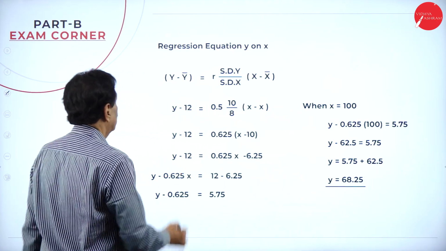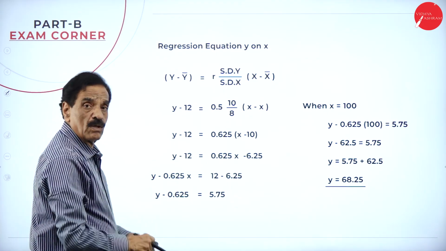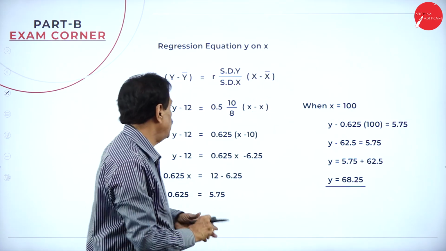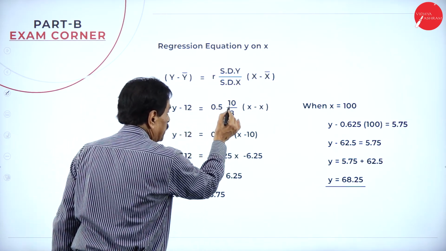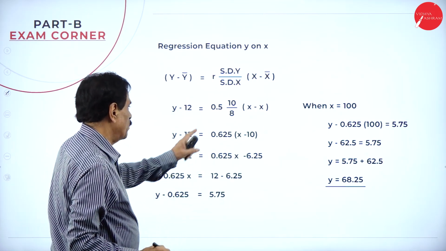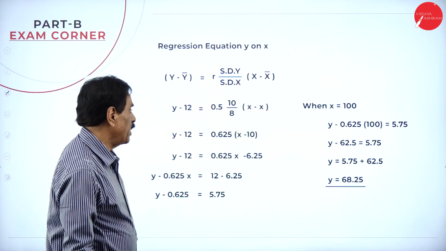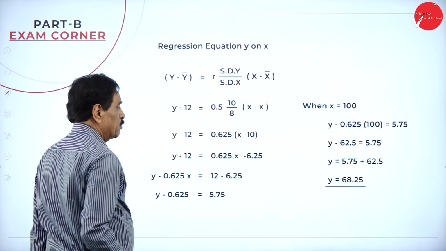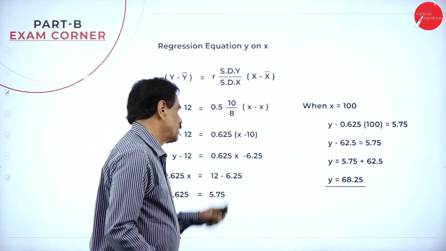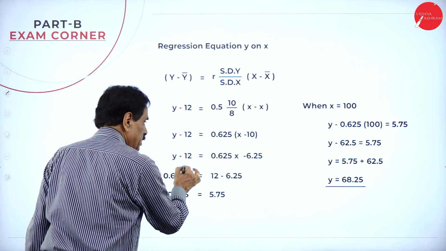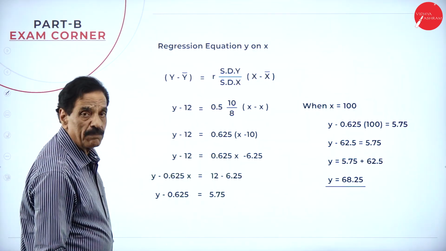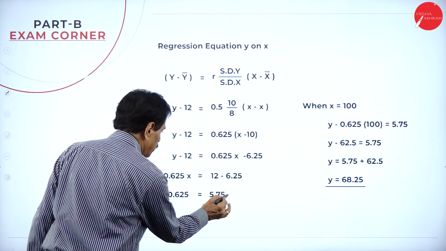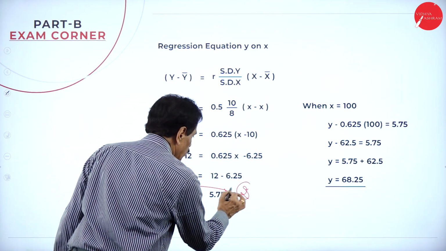The same thing goes for Y. Regression equation Y on X: Y minus Y mean equals r into standard deviation Y divided by standard deviation X, into X minus X mean. So Y minus 12 equals 0.5 into 12.5 divided by 10, into X minus X mean. If we simplify this, 0.625 will come: Y minus 12 equals 0.625 into X minus 10. That is 0.625X minus 6.25. Taking this across, positive becomes negative and minus 12 becomes positive. Now Y is equal to 0.625X minus 6.25 plus 12, that is 5.75. This is equation number 2.